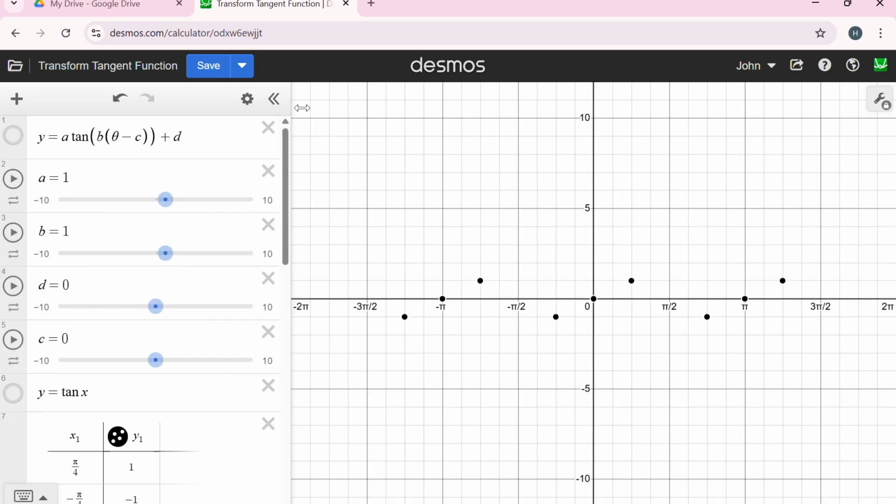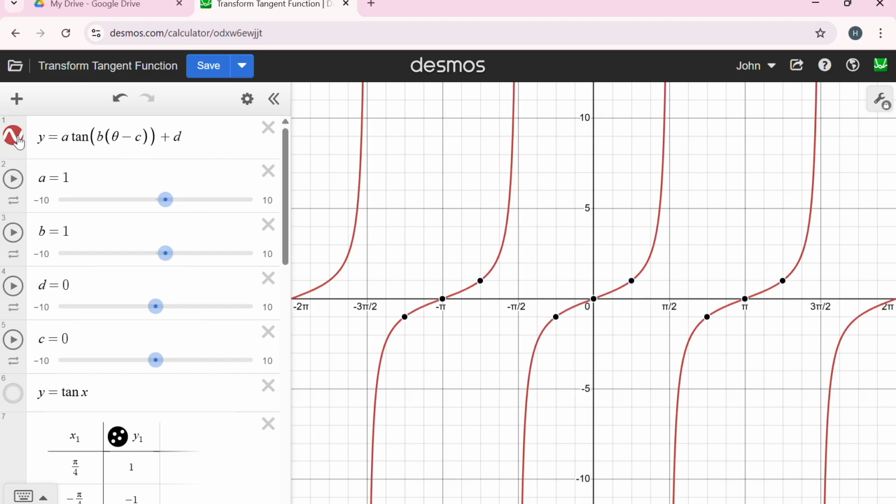Hello, we are over at Desmos. I'm going to show you live, in real time, what happens with transformations of the tangent function. Just so you're aware, transformations of tangent functions are beyond the scope of this course, but they behave the same way. So let's turn this on. Here's the tangent function, where a equals 1 and b equals 1. There are no translations, no vertical shifts or phase shifts.